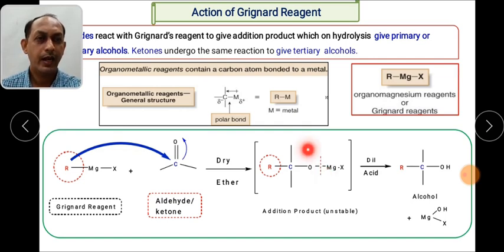So H will add to O and OH will add to Mg. As a result, you will get the formation of alcohol. That alcohol may be primary, secondary or tertiary based upon the groups you take in the carbonyl group. So remember, this is the general mechanism which takes place in the nucleophilic addition reaction of Grignard reagent to carbonyl compounds. I hope it is quite clear to you.